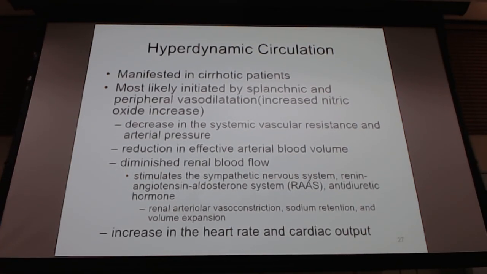So we have that vasodilation that starts to occur because we've had so much scarring to the liver that the body is compensating on the rest of the vasculature by vasodilating. This causes a decrease in the systemic vascular resistance and arterial pressure. So essentially, we're going to see a reduction in arterial blood flow. And what happens? What's going to take a hit? Now the kidney's going to take a hit.